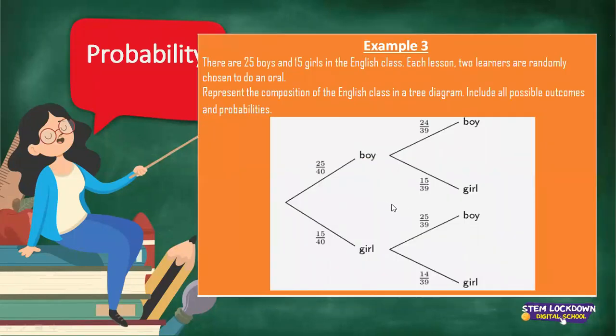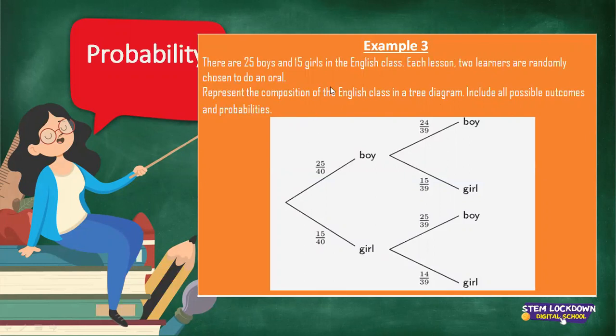Okay. Now let's go to the last example for today because of time constraints. There are 25 boys and 15 girls in an English lesson. Each lesson, 2 learners are randomly chosen to do an oral. Represent the composition of the English class in a tree diagram. Write all possible outcomes and probabilities.